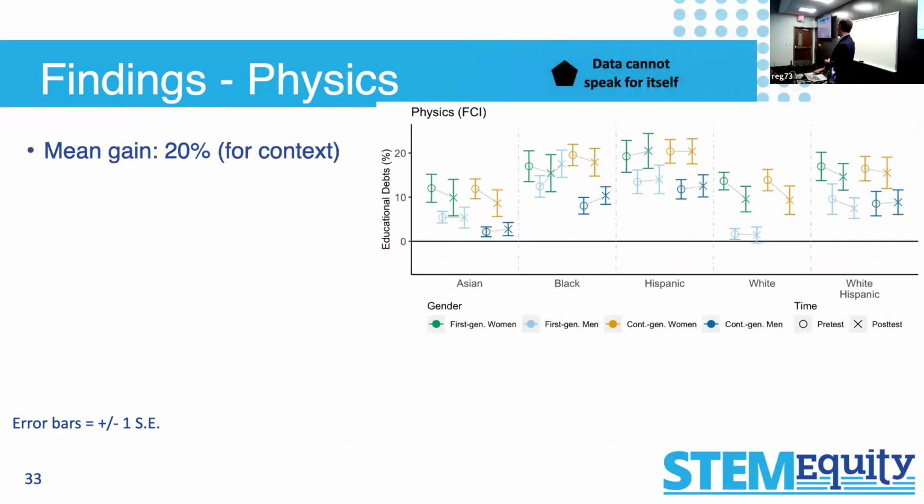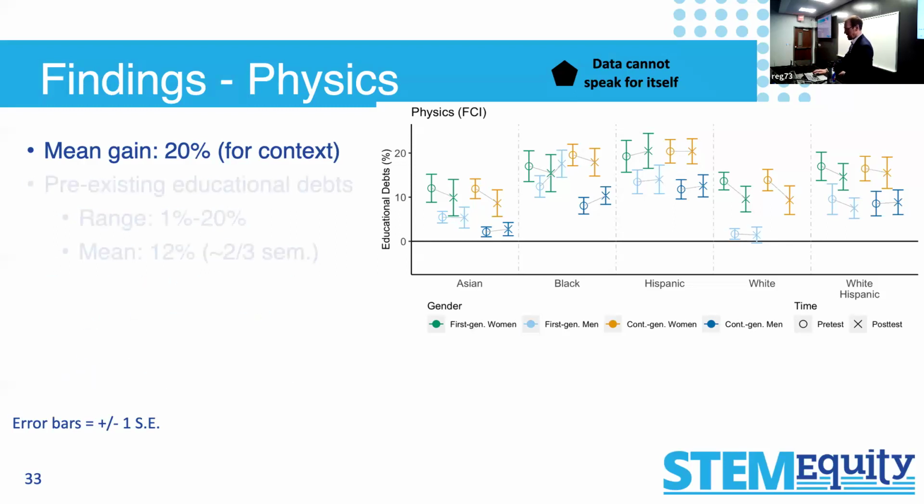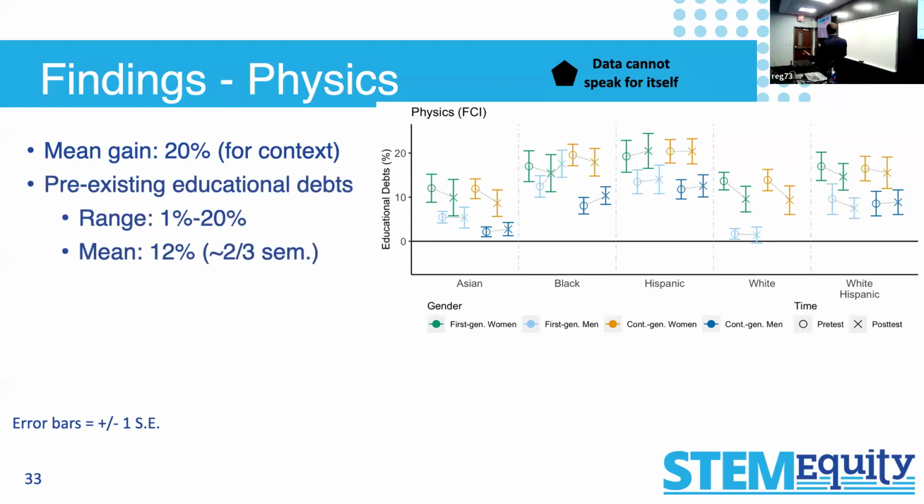So I'll point out some things here, and I'll also contextualize this. The average gain from pre-test to post-test is about 20%. So you think of 20% as a semester's worth of learning. When we see these pre-existing educational debts ranging from 1 to 20%, with a mean of 12%, that tells us the average educational debt was about two-thirds of a semester's worth of learning. That's quite a lot, right? That's not trivial. Is that a meaningful amount? Absolutely yes. And for some groups, it's like a full semester. You have to take a whole semester of the class before you even get to where continuing gen white men started the class.